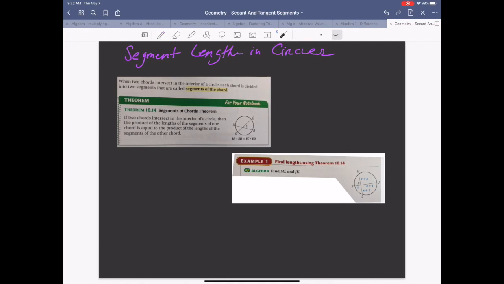Today's lesson is going to be about finding segment lengths in circles. And the last example we're going to see, again, the reason we use this so much is for indirect measurement, and you'll see an example of that at the end.